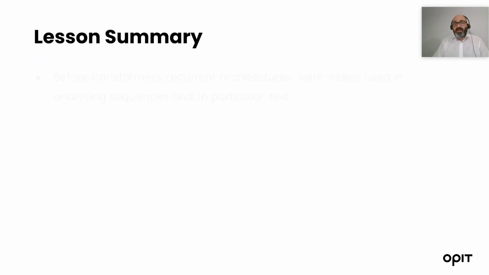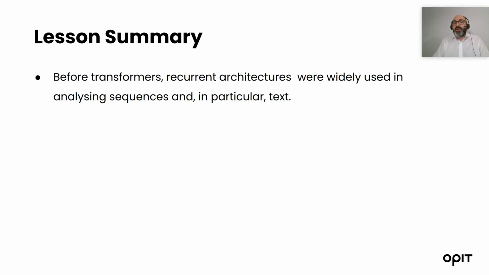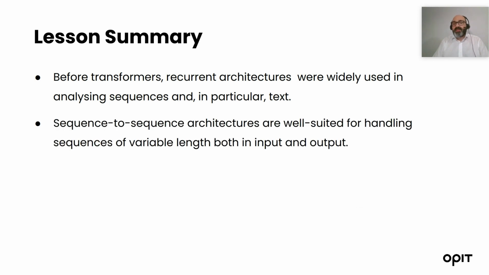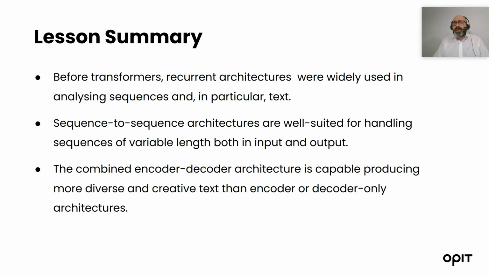What we learned in this lecture: before transformers, recurrent architectures were widely used in analyzing sequences and in particular text. Sequence-to-sequence architectures are well suited for handling sequences of variable length, both in input and output, and the combined encoder-decoder architecture is capable of producing more diverse and creative text than encoder-only or decoder-only architectures.